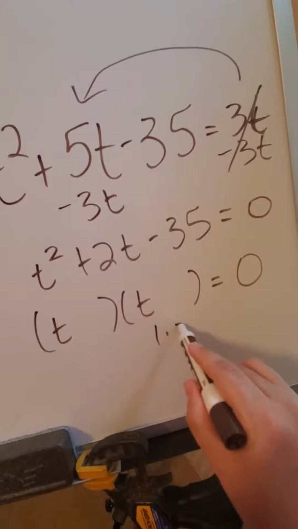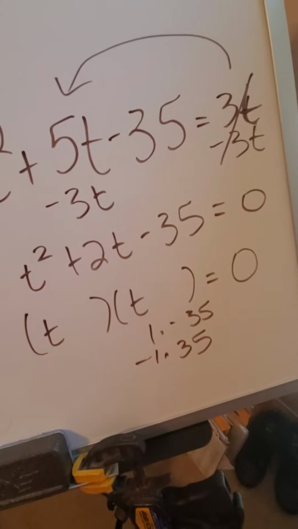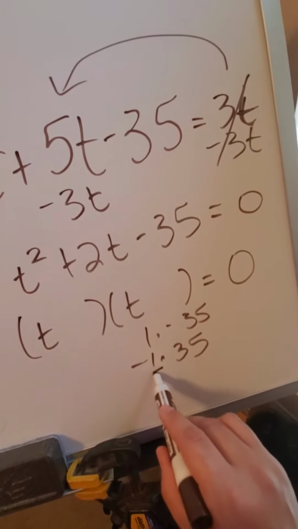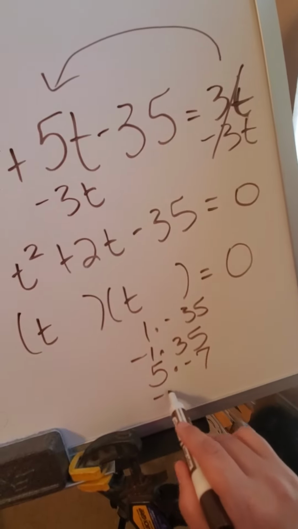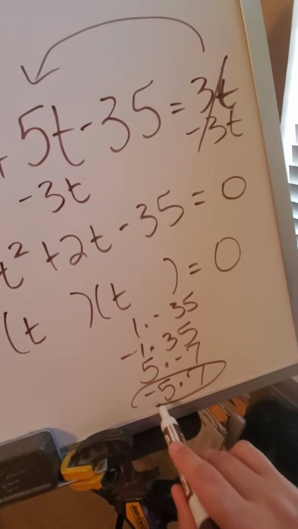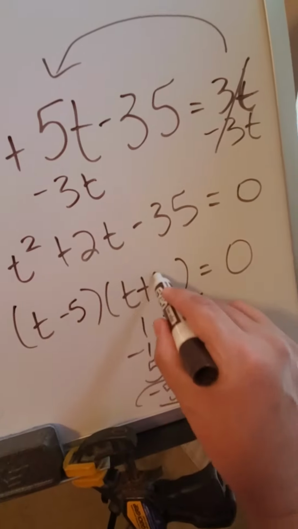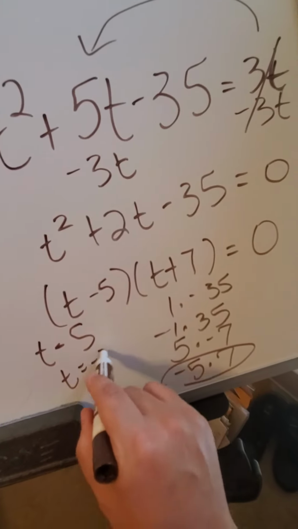So 1 times negative 35, negative 1 times 35. Okay, 2 won't, 3 won't, 4 won't, 5 will. 5 times negative 7, or negative 5 times 7. And that would be my answer, right? Because negative 5 plus 7 would give me my 2. So negative 5 plus 7. So t would equal 5, or t would equal negative 7.